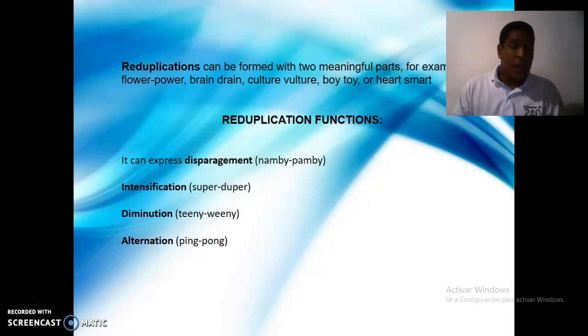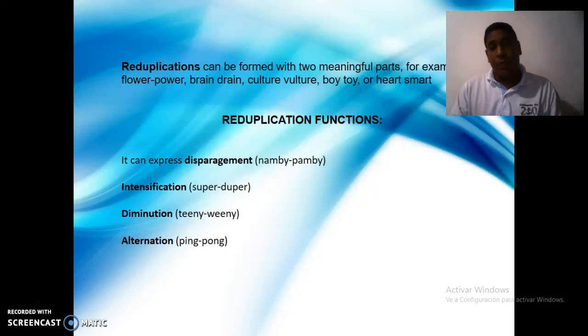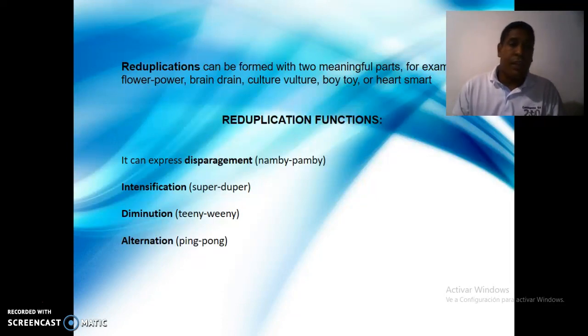Reduplication has four functions. The first one is when it can express disparagement. The second one is intensification. The third one is diminution, and finally we have alternation. As you can see here, we have some examples for each one.